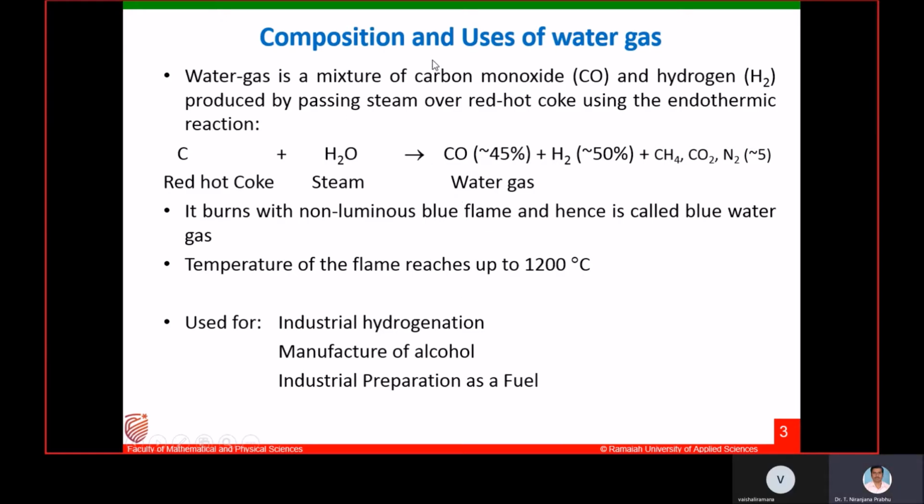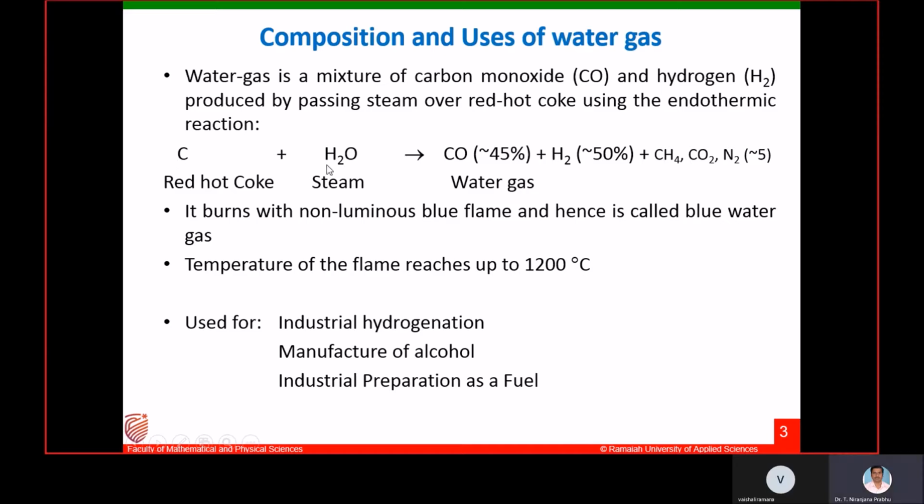And let's see the composition and uses of water gas. Water gas is a mixture of majorly carbon monoxide and hydrogen, where carbon monoxide will have somewhere 45% composition, and hydrogen will be somewhere around 50%. How is it produced? Again, steam is passed over red hot coke.